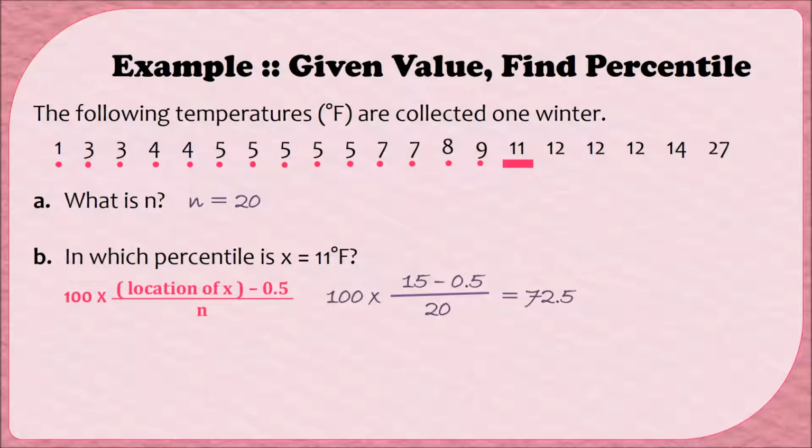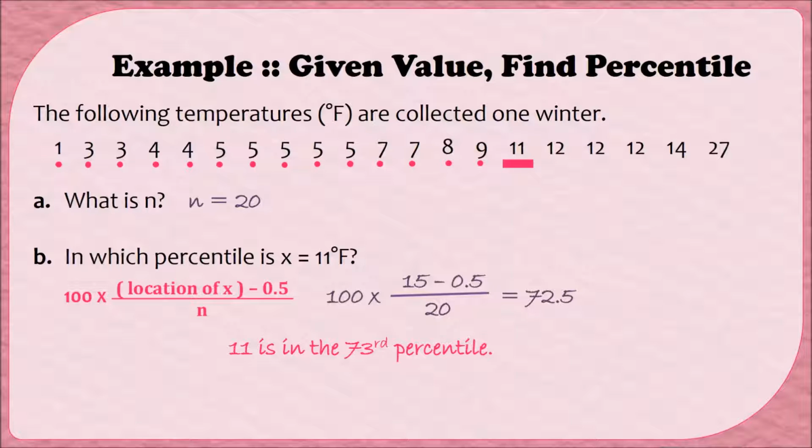Now, in this process, we were told to always round to the nearest whole amount. This is different from our method of finding the value in a percentile. Remember, in that case, our rounding was always up to the next number. In this case, we're just going to round like usual. So since we have a number of 72.5, that 5 says this is going to go up to the 73rd percentile. So we would say that 11 is in the 73rd percentile.